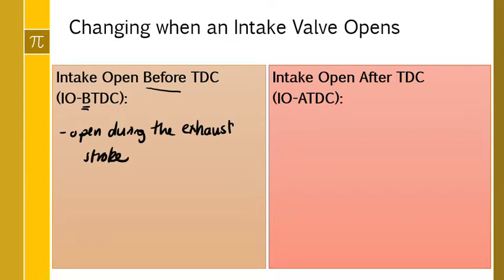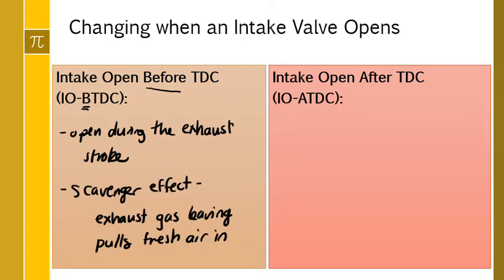What will this do for us? It'll create a scavenging effect where the exhaust gases leaving through the also open exhaust valve will pull clean air in through the intake valve. So that'll get more air in faster, which is always the race. You don't need to do this if you have a forced intake engine, but if you're naturally aspirated, it's a totally awesome thing. What happens if we open the intake valve after top dead center, ATDC?